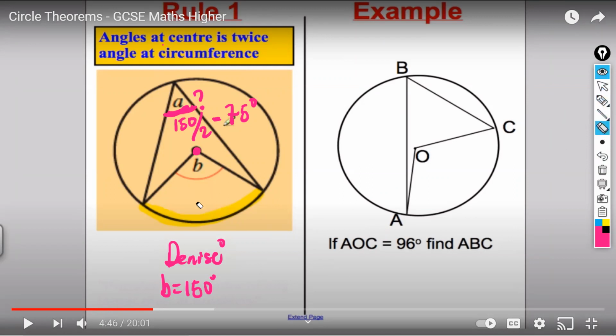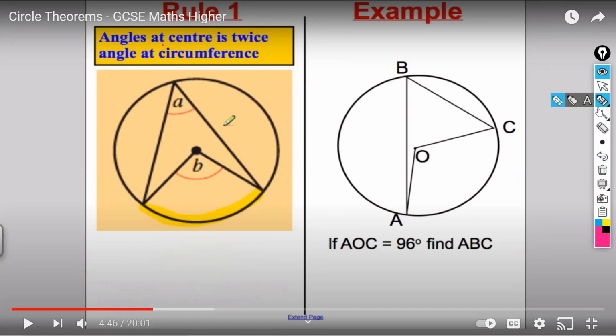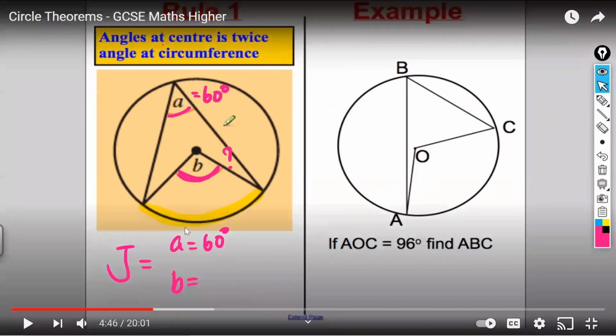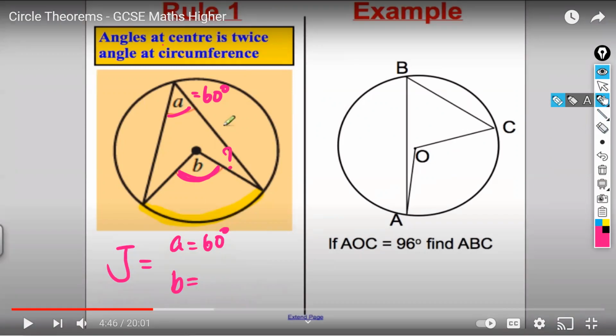Let me give somebody else an example now. So let me ask Jay. Jay, ready? So Jay, if this angle A here up the top is 60 degrees, how much is the angle at the center? If A is equal to 60 degrees, how much is B, the angle at the center? All right. 120. All right, well done, Jay, well done. Well done, guys. Cool.